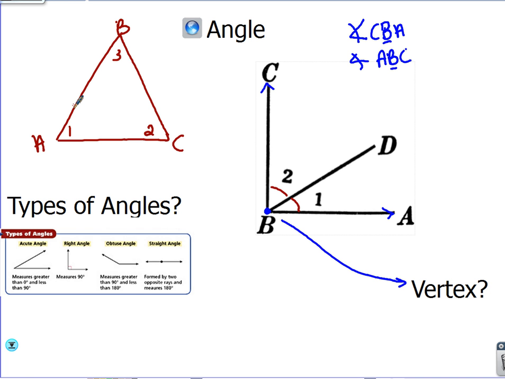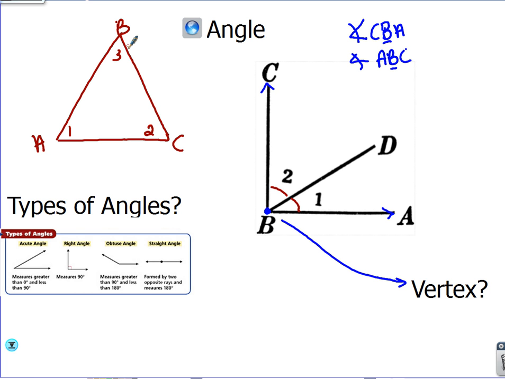Which angle, 1, 2, or 3? 3. Good job. And finally, Ethan, BCA. That would be angle... BCA would be 2. B to C to A. So order is important. Make sure that you put your vertex in the middle.